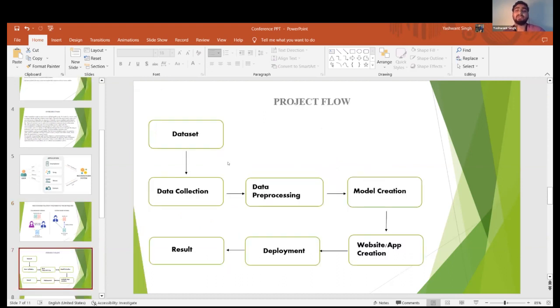And in the future, when we'll be creating our final recommendation system, that will be the flow of the work that we'll do. So the first thing that we'll do is we have to collect the data.